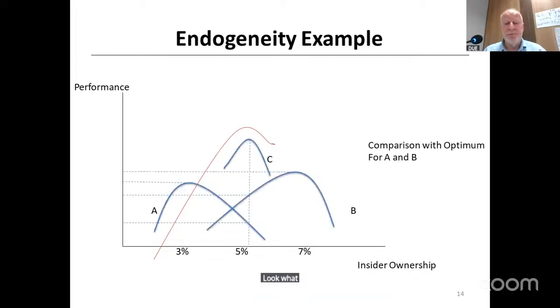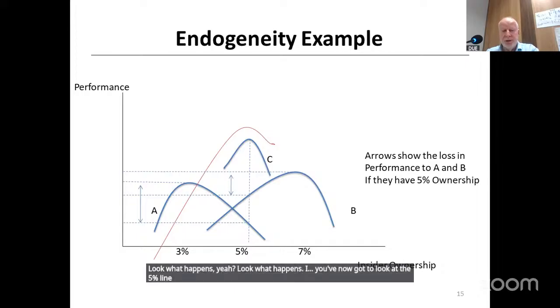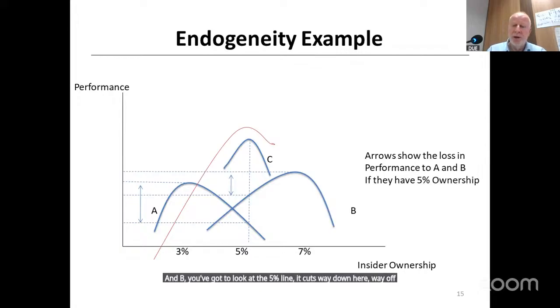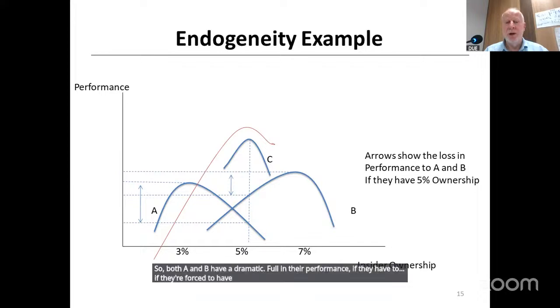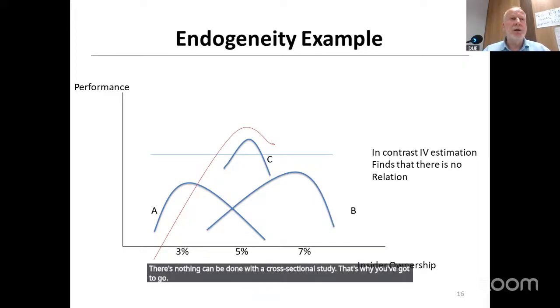Look what happens. You now have to look at the 5% line for firm A, and it cuts way down here. So the decline in performance is huge. And for firm B, look at the 5% line. It cuts way down here, way off the optimum. So both A and B have a dramatic fall in their performance if they're forced to have 5%. In contrast, if you've done your instrumental variables estimation right, it would just show a flat line, because nothing can be done if there's this endogenous relationship. Nothing can be done with a cross-sectional study. That's why you've got to go on and do a natural experiment.